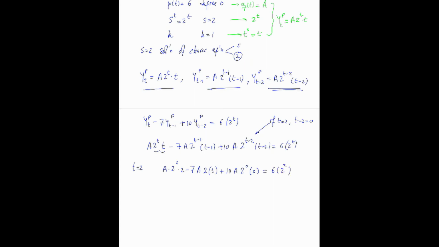Okay, so these are 8a, and here 2 times 7 is 14a, and this is 0, and 6 times 4 is equal to 24, so it has to be 24. Minus 6a equals 24, a equals minus 4. And hence our particular solution is a, minus 4, times 2 to the t times t. Let's write it like minus 4t times 2 to the t.